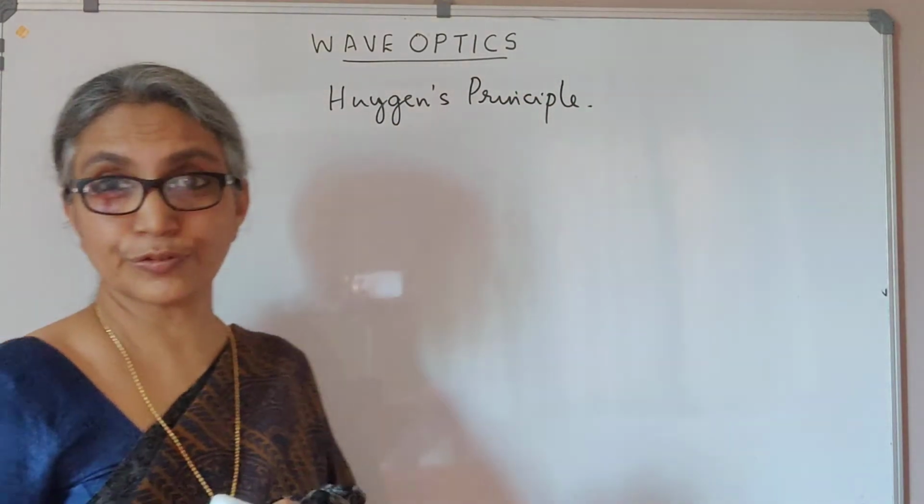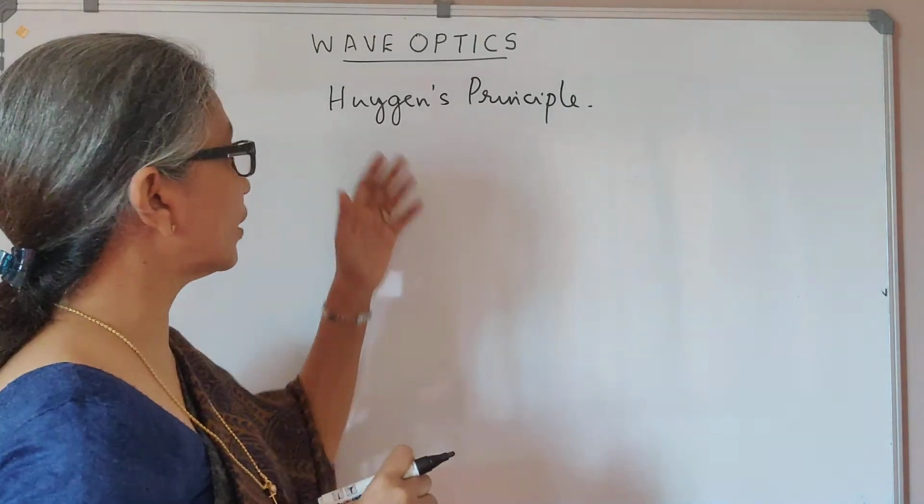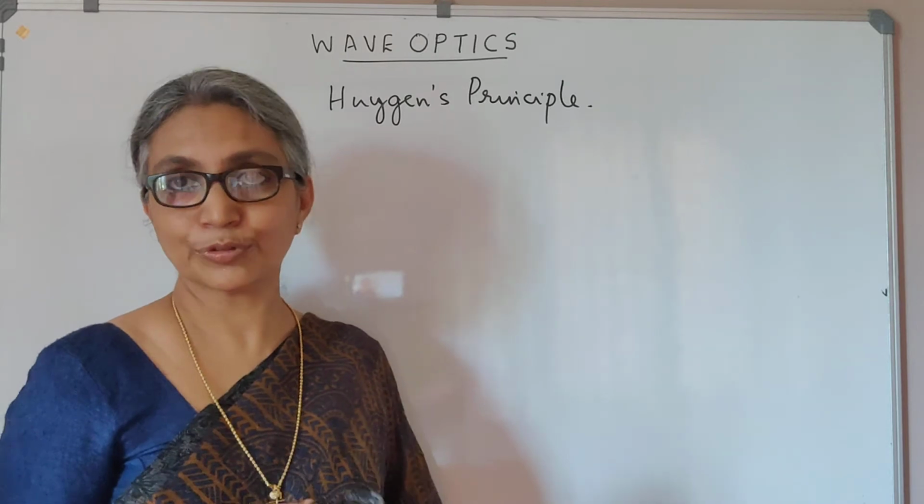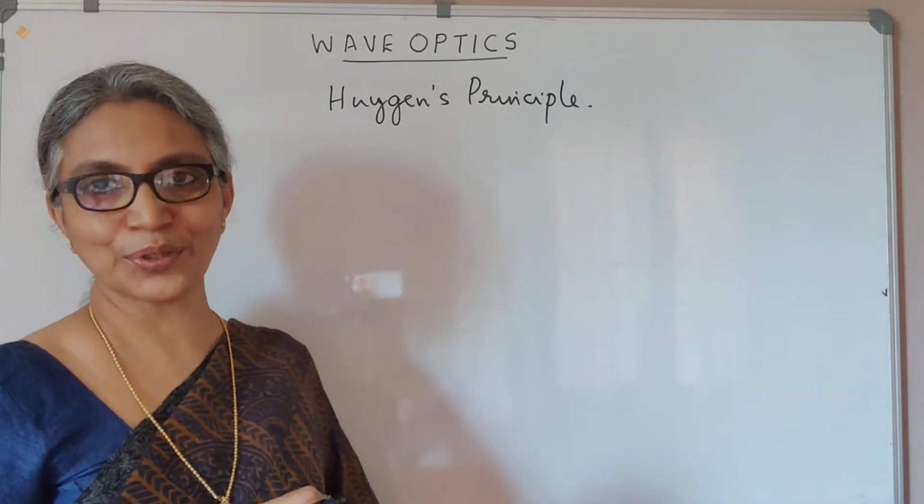Huygens is a Dutch physicist, and the pronunciation of his name in Dutch is very different. So different teachers are going to pronounce it in different ways.